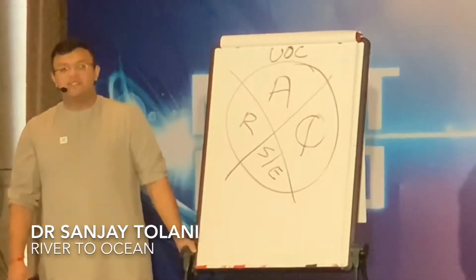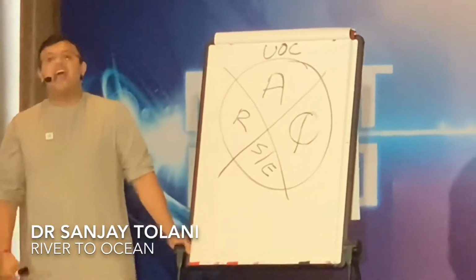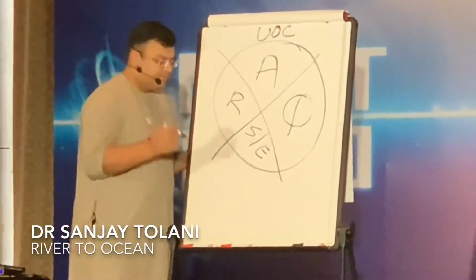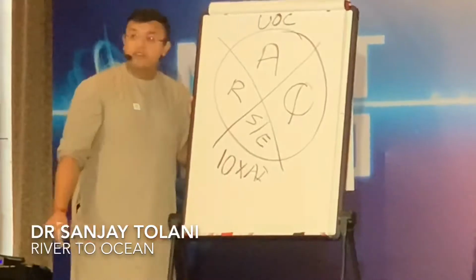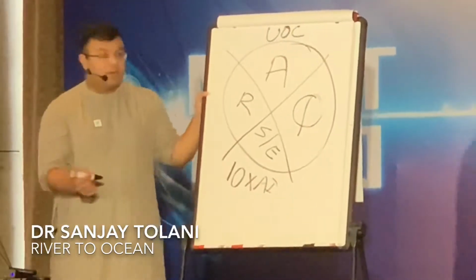So the question is, do you want me to protect your family or not? And the simple formula to know how much you need is 10 times of annual income. Do you have any questions? No? Sign in.